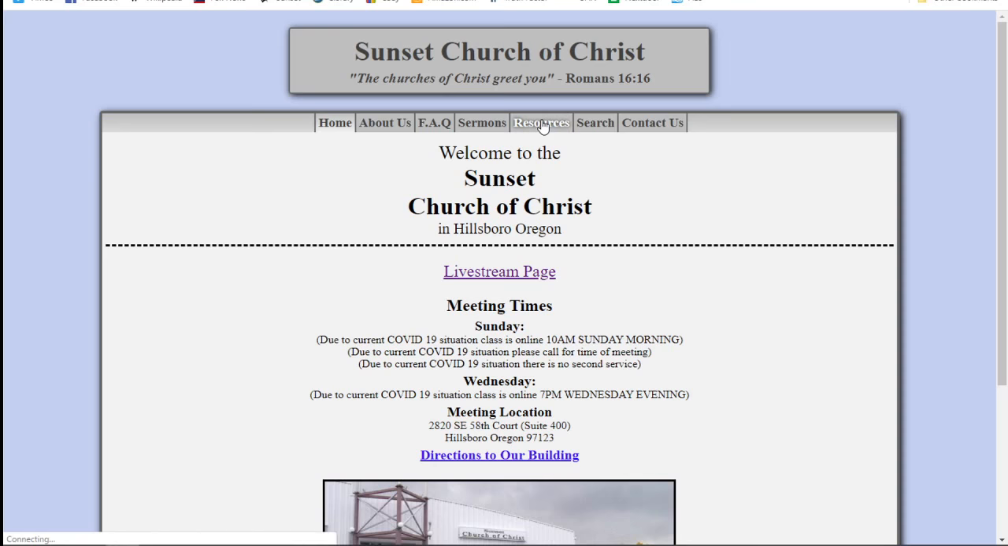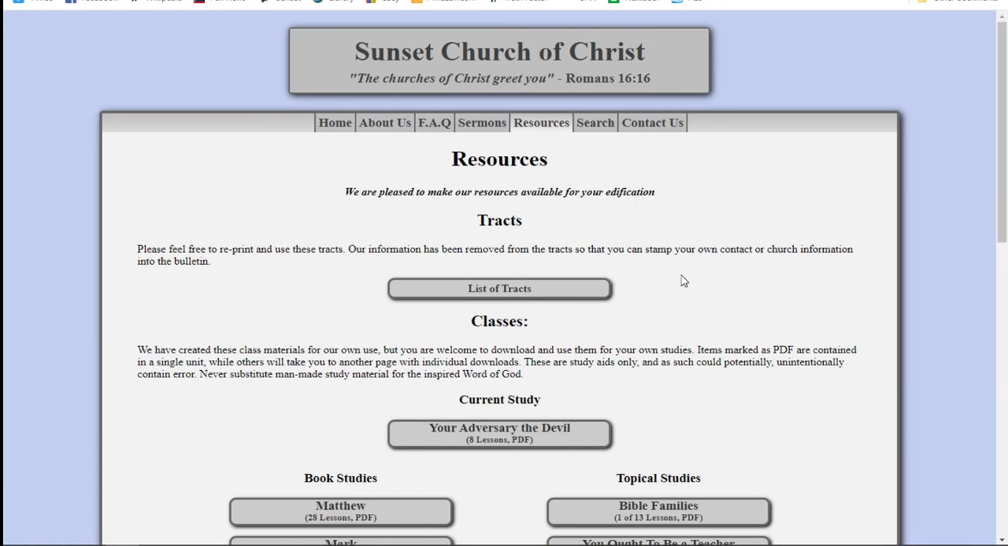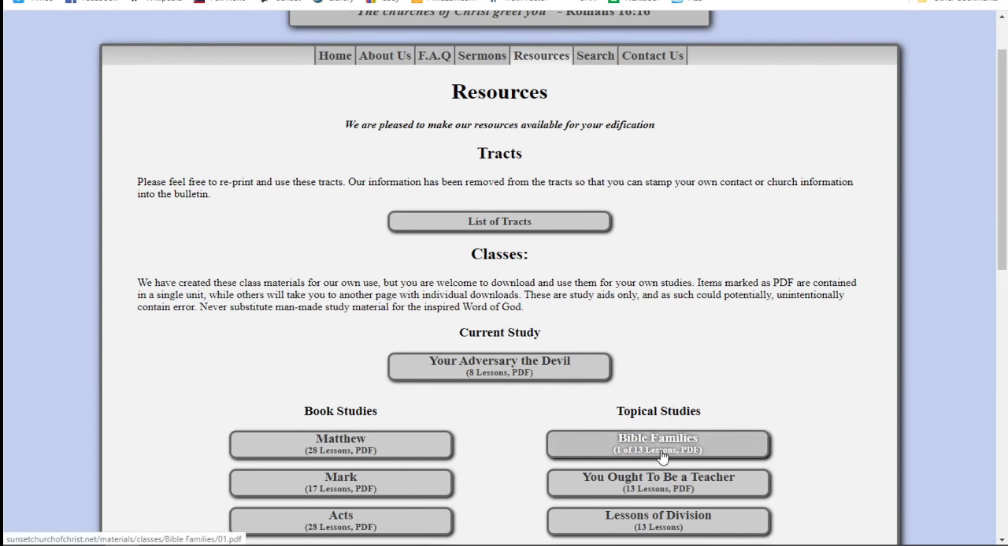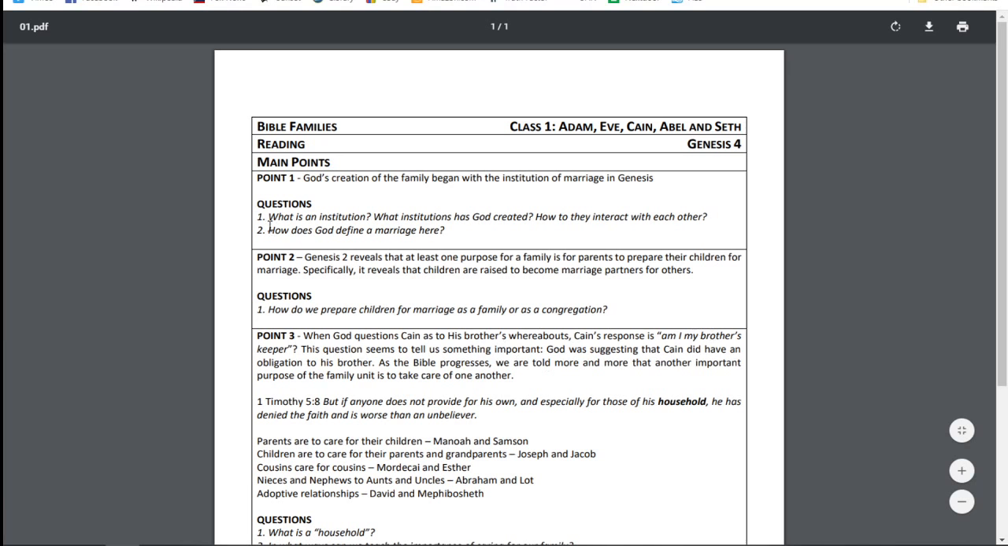Under our resources section, what we have here are our different classes. Tonight's class is under topical studies, Bible families. I'm probably going to move that up to the central area under current studies. I mistakenly put it in the wrong place, but this is Bible families. And when you click on that, it's going to bring you to our first class handout tonight so that you can look at that as we share these things together.